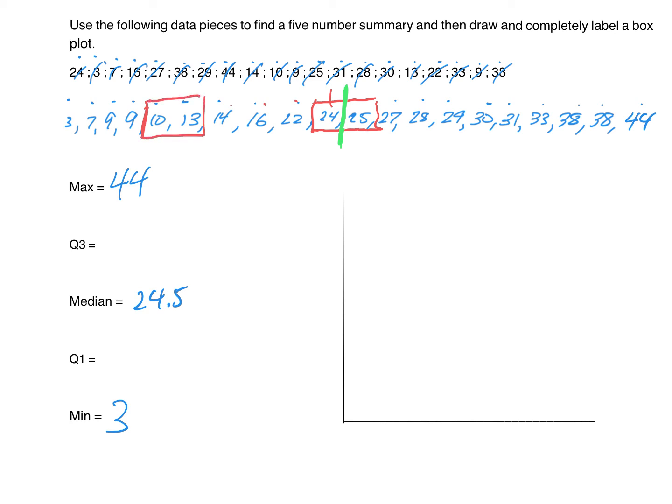So ladies and gentlemen, in order for me to get the quartile 1, I must take 10 plus 13 and get 23, divide by 2 and get 11.5. Using the same concept, 1, 2, 3, 4, put a line here. Those two numbers give me my Q3, which is 30.5.